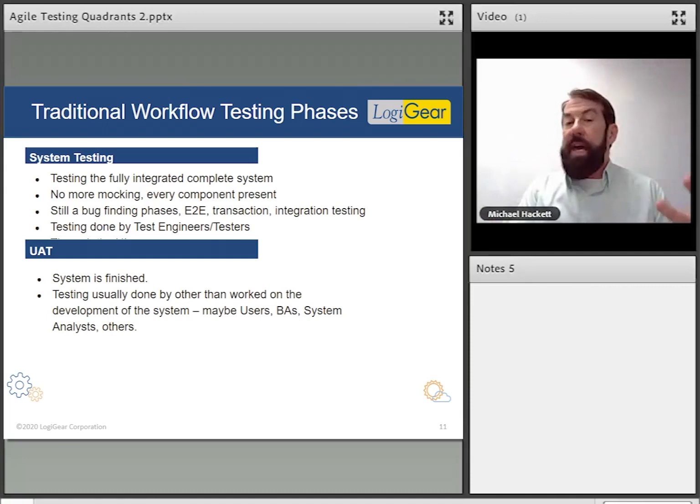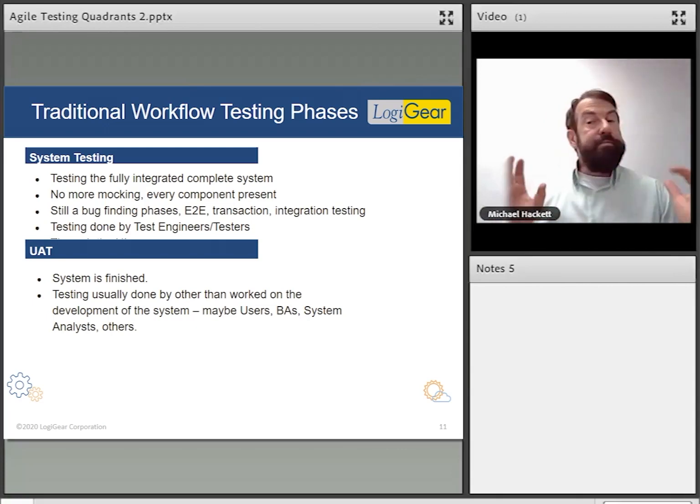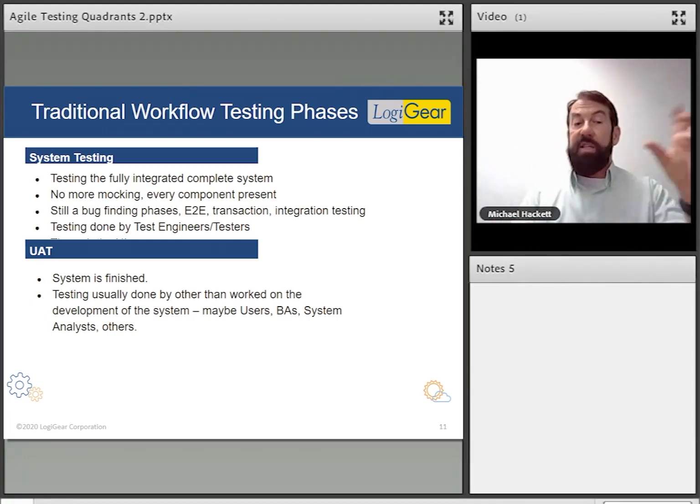And then once we get into user acceptance testing, when the system is actually finished, this is often done by other people, maybe users, maybe business analysts, systems analysts. Who knows who's going to do these tasks? These are going to be some of the tougher conversations of where does this system testing happen and who does it, and where does this user acceptance testing happen and who does it.